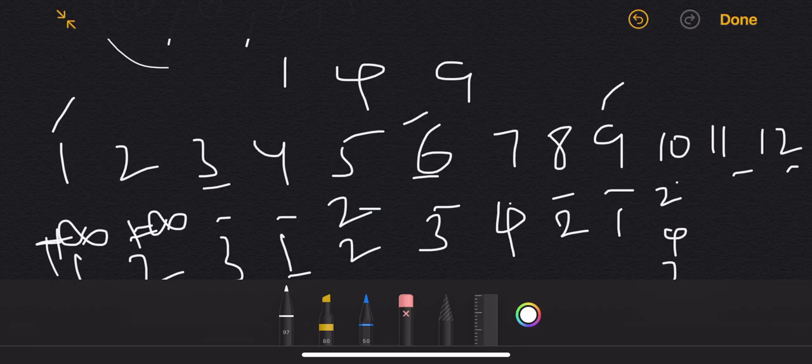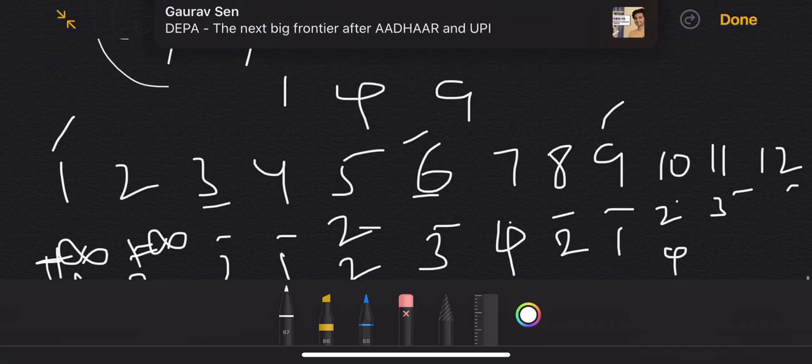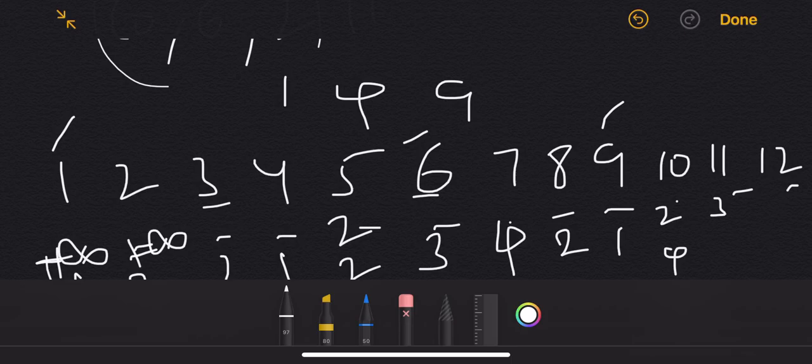And let's see 11. So what are the nodes that can lead to 11? 10 can lead to 11, and 7 can lead to 11, and 2 can lead to 11. If we come from 10, we can come in 3 hops. If we come from 7, we can come to 11 in 5 hops, and if we come from 2, we can come to 11 in 3 hops again. So the minimum number of hops is going to be 3.